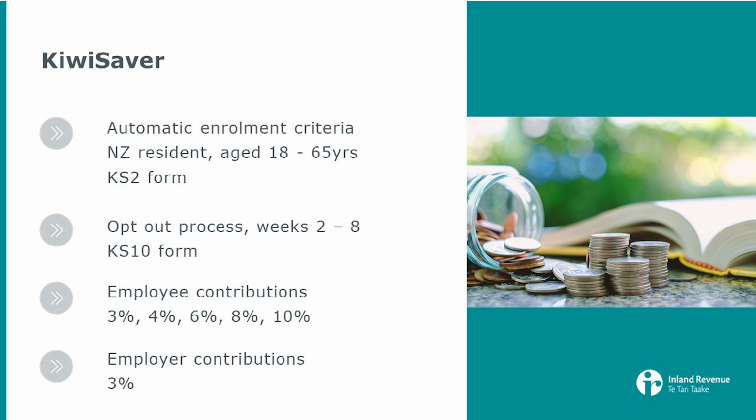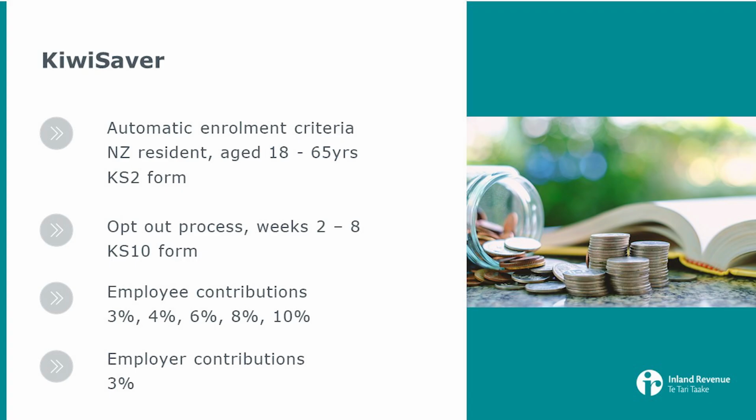If an employee must be enrolled, you'll need to give them the KS2 enrolment form and start KiwiSaver deductions from their first pay. The employee can only opt out of KiwiSaver between week 2 and week 8 of employment. If they want to opt out, they need to complete a KS10 form and give it to you. You hold on to all of these forms in your records.